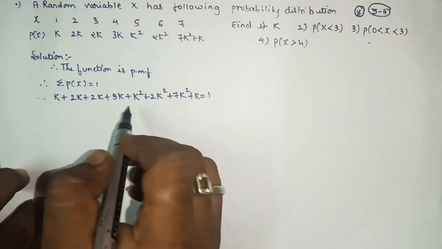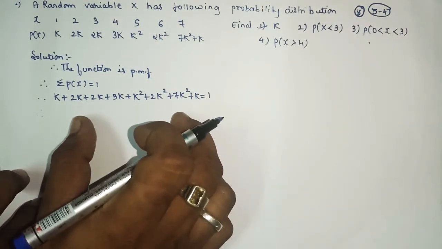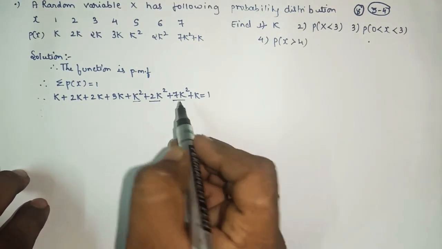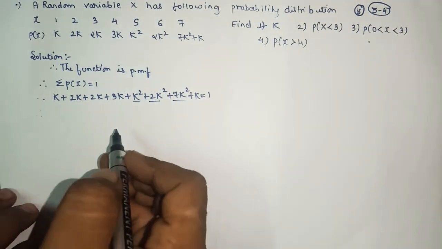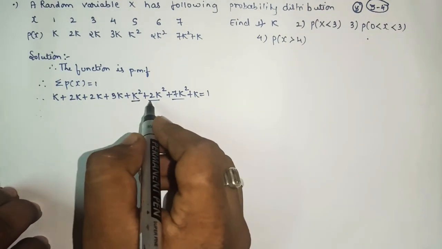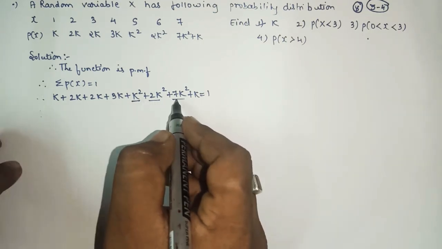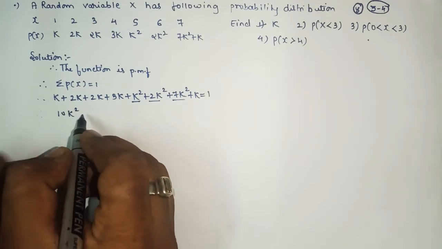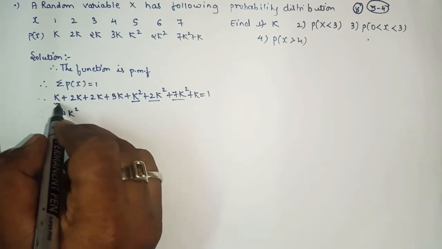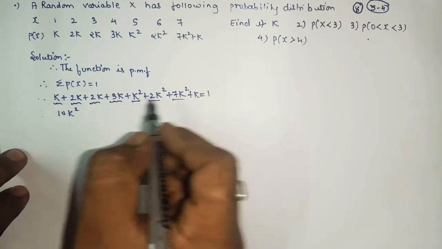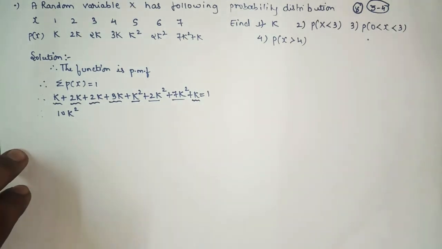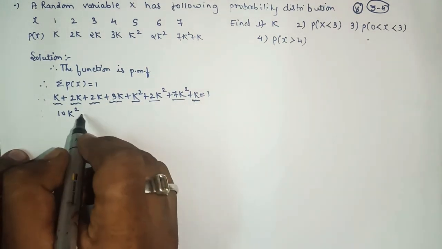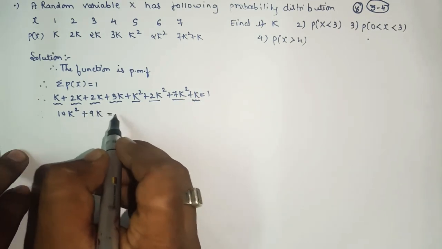So we'll arrange the equation in the form ax square plus bx plus c equals 0. So first we'll arrange k square. We'll collect the like terms of k square. Here we have k square, 2k square, 7, so this will be 7, 8, 9 and 10. So here we got 10k square. After that we'll see the k part. 1, 2, 3, 4, and this is 5. So 4, 5, 6, 7, 8, and this is 9. So here we got 9k, which is equal to 1.